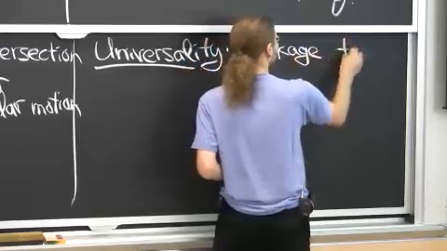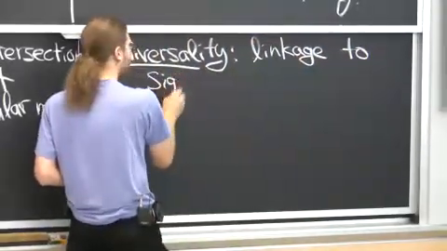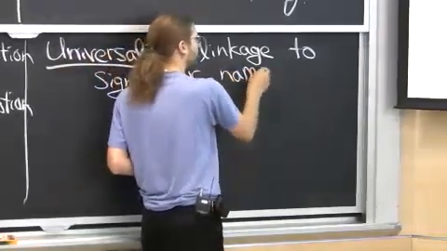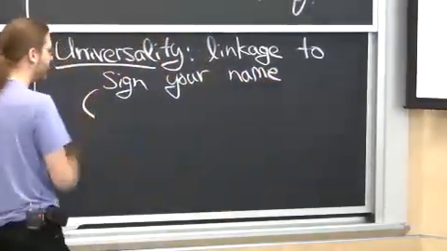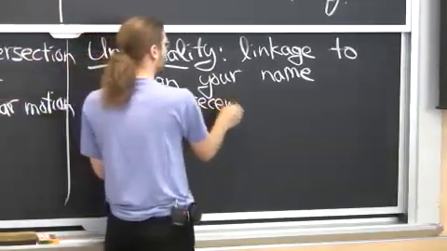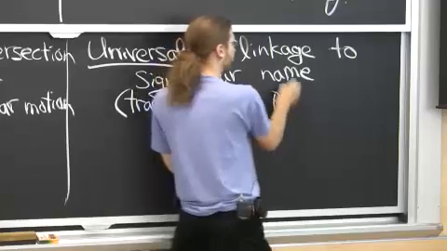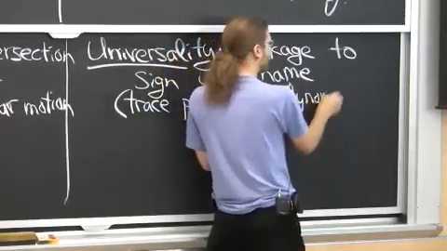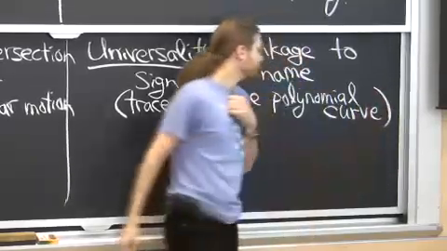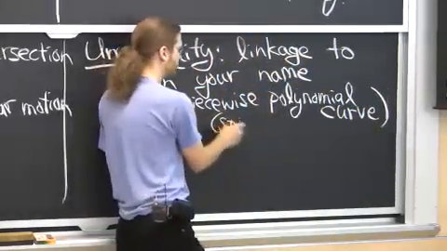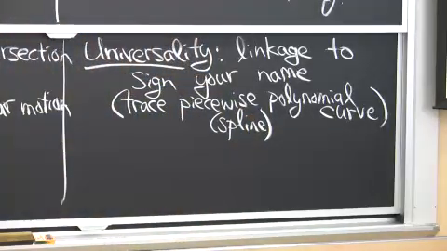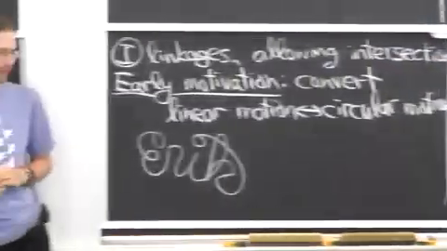So it's a two-dimensional linkage. You turn one circular crank, and it signs your name. The mathematical version is that you trace a piecewise polynomial curve. Or if you're an architect or a graphics person, call this a spline. Pick your favorite word. You can make it all with one linkage. It's pretty crazy and not super practical.